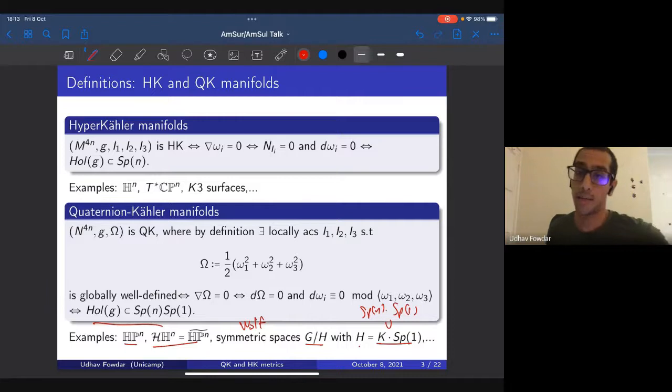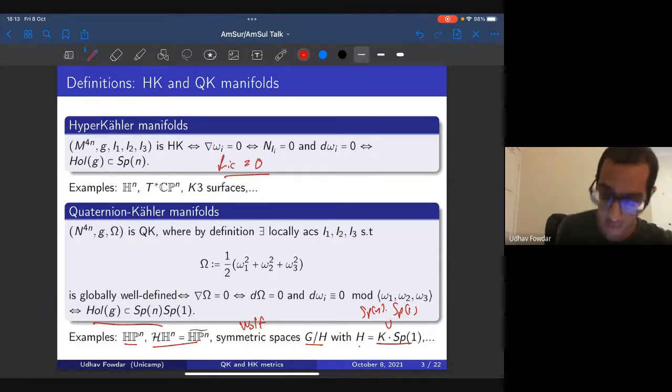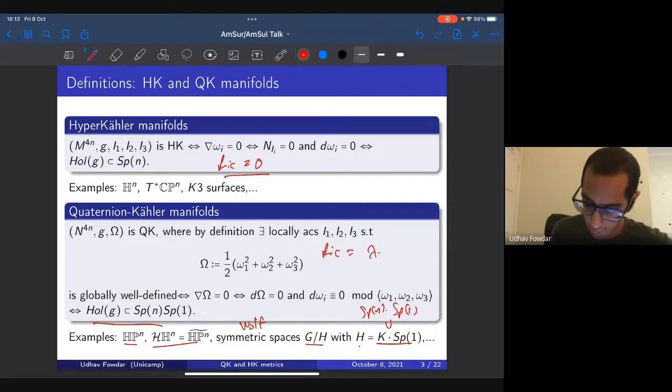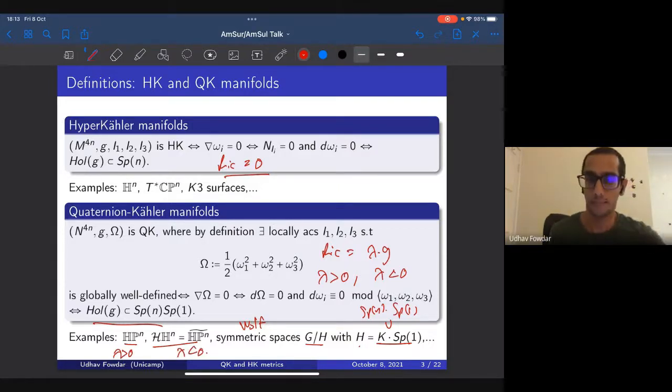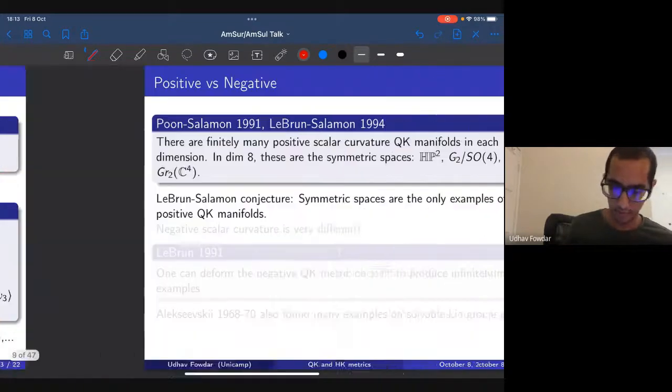So why do we care about Quaternion-Kähler manifolds? One of the main reasons we care about hyperKähler manifolds is that they are Ricci flat. This is one of the main reasons why we care about these objects. By contrast, Quaternion-Kähler manifolds are not Ricci flat, but they are Einstein. So Ricci is equal to lambda g, and lambda, the scalar curvature, can either be positive or negative. For instance, in this case here, this is positive, and in this case here, this is negative. Okay? So any questions so far? Probably not. Okay, so let me move on.